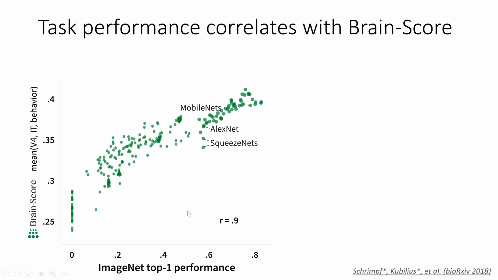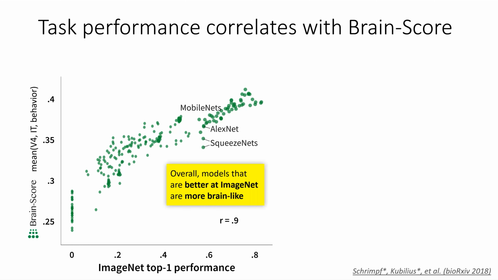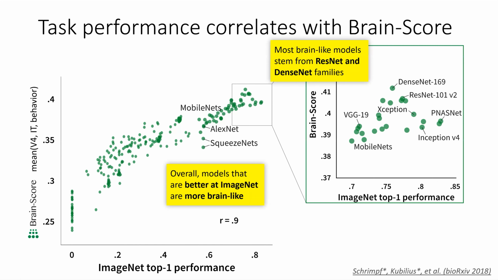that if you plot the ImageNet performance of certain models, here on the x-axis ranging from very bad to pretty good ImageNet performance, top 1 accuracy, and you plot that against the brain score, here the mean of V4, IT, and behavioral scores, then you do find a pretty strong correlation. So generally, models that perform better at the ImageNet categorization task are also models that more closely match the primate visual stream. Yeah, so overall, models that are better at ImageNet are also more brain-like.